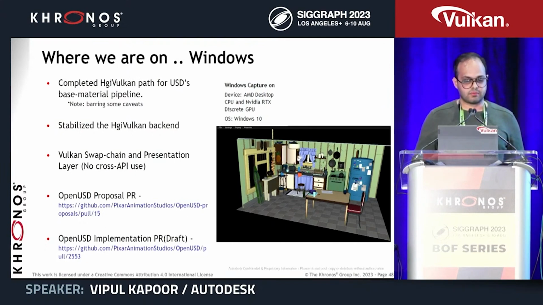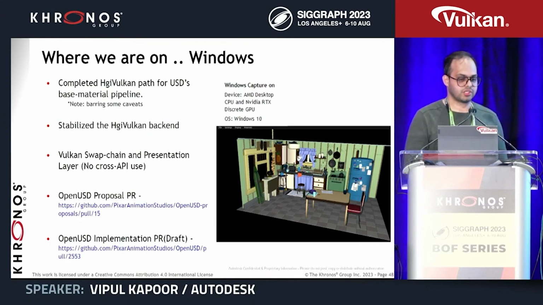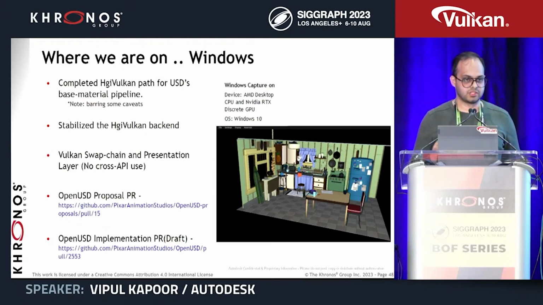We currently have both the proposal and the implementation PRs of this effort in review to get merged into OpenUSD, and those are the links. So please feel free to go have a look at them and show some love. Leave your comments and reviews on that PR so we can follow up on progressing this. The screenshot you're seeing to the right is a kitchen scene model rendered on OpenUSD with HGI Vulkan as a backend on Windows 10, running on an AMD CPU and an NVIDIA RTX discrete GPU.